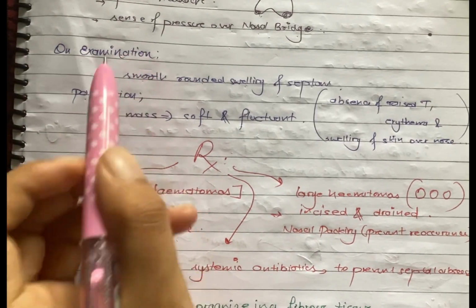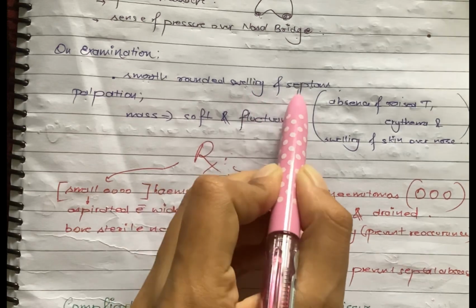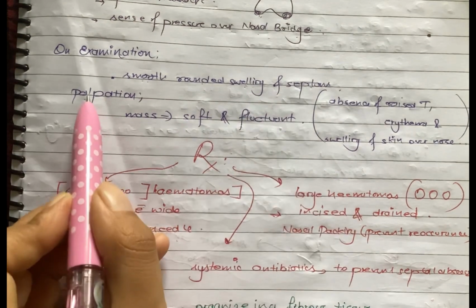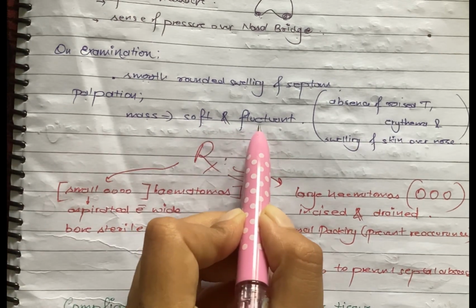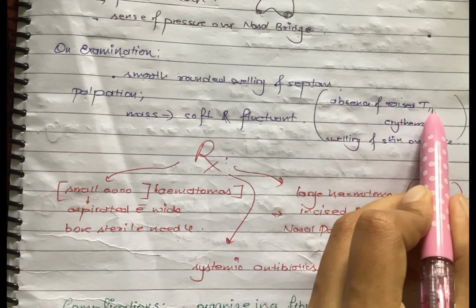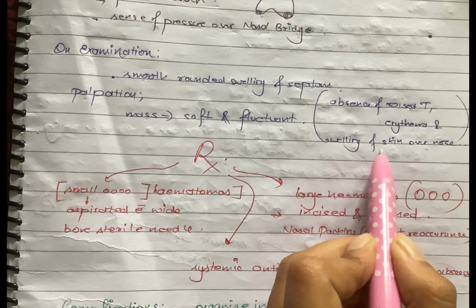On examination, smooth rounded swelling of septum can be seen, and on palpation, the mass can be felt soft and fluctuant, and there is absence of raised temperature, erythema, and swelling of skin over nose.